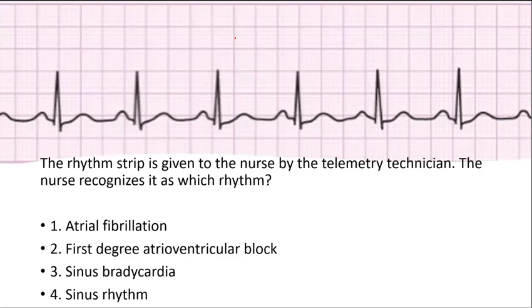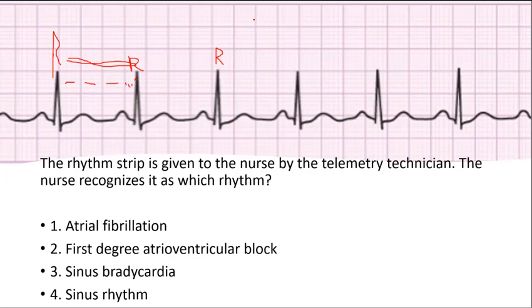You can always use the 1,500 rule to determine the rate, where you count the number of small boxes between the R waves. So these are my R waves, and I want to count the number of small boxes between them. I know this is 5 small boxes here. In this big box there's another 5, that's 10. There's another 5, that's 15. So 16, 17, 18, let's say 18 or 19 small boxes.